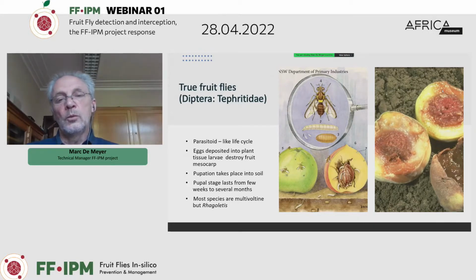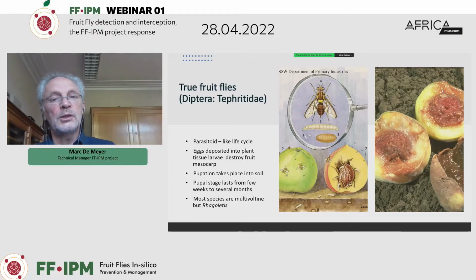And then when the fly is fully grown as an adult, it will emerge from the pupa, emerge from the soil, and then the life cycle starts again. They will mate, fertilized eggs will be produced, and they will be laid again into the fruits. Most of the species of fruit flies are multivoltine. What does that mean? That they have different generations in 1 year. But in temperate regions like Europe, we also have a number of fruit flies which are univoltine. They only know 1 generation a year, and the most well-known group of that is the Rhagoletis flies. So that is the general life cycle of different fruit flies.